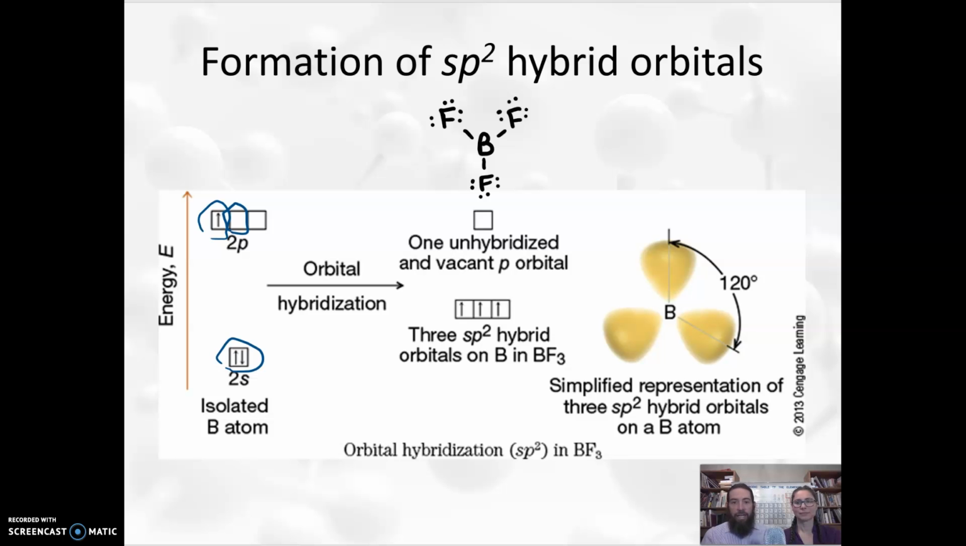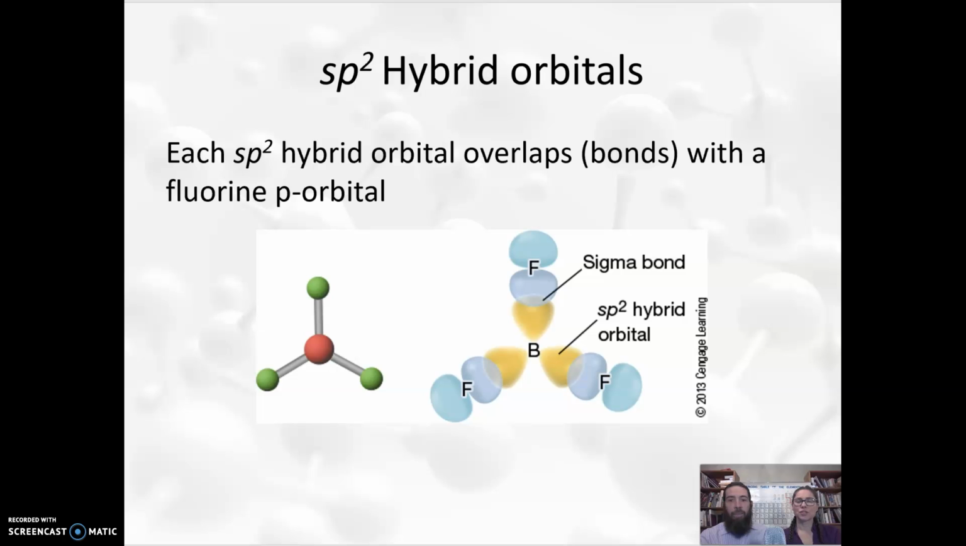But if we hybridize with 3 locations, this is just going to be an sp2. That'll give us 3 locations for bonds. So we're going to be sp2 hybridized, and there's going to be 1 vacant, empty p orbital that's not hybridized that's going to exist. Again, the shape is also such that the bond angles are 120 degrees.